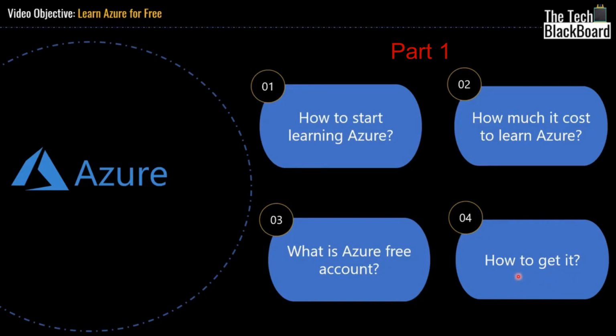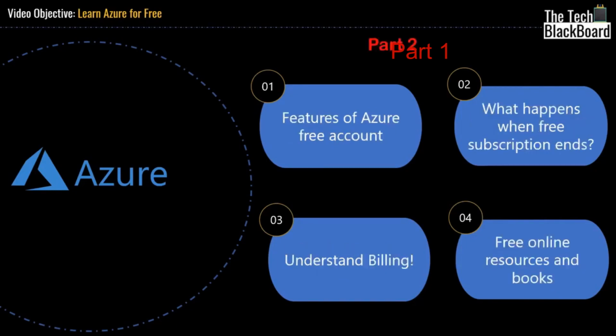Now let me also sum up what we will be discussing in the next part. In part 2 of this series of Learn Azure for Free, we will deep dive into the features of a free Microsoft Azure account. We will then also see what happens when your subscription ends. So for example, when you start a Microsoft Azure account, you create a new account, you get $200 for 30 days. So what happens once these 30 days are over, or let's say your $200 is over? It's important to understand, so don't miss the next part.